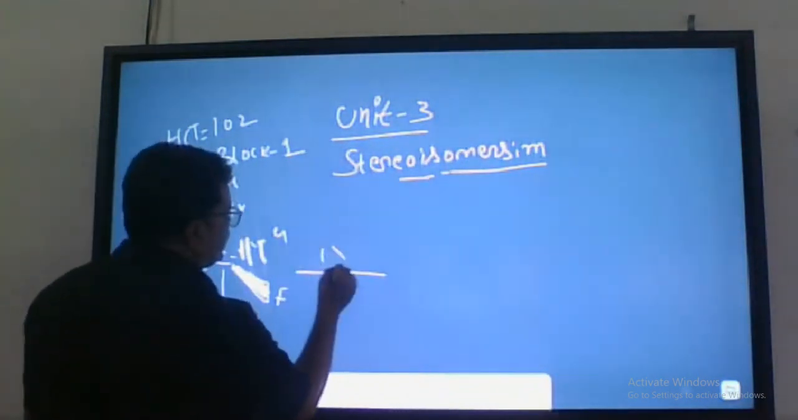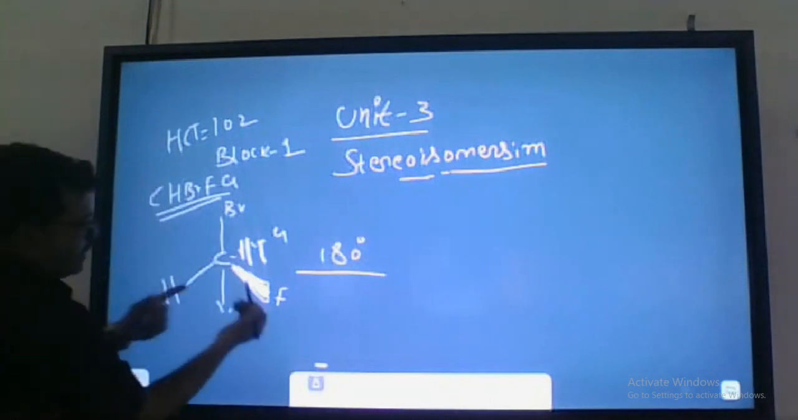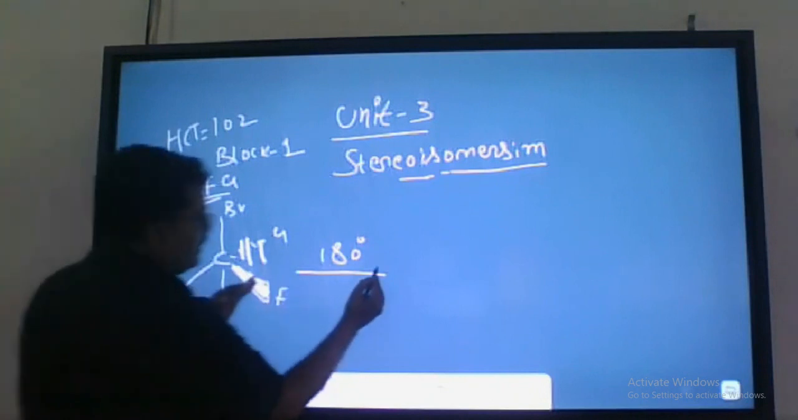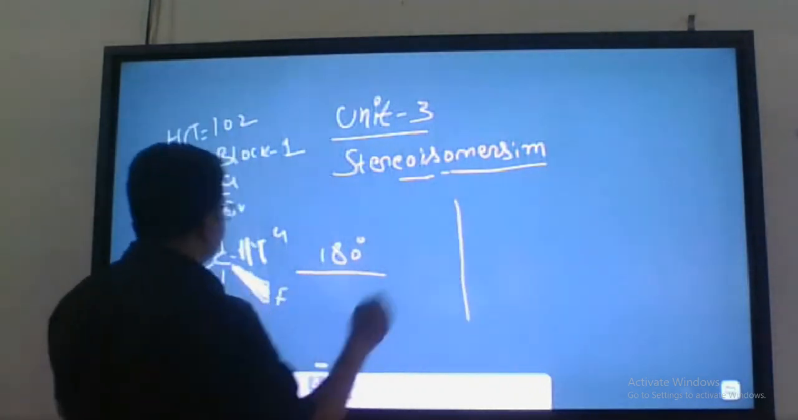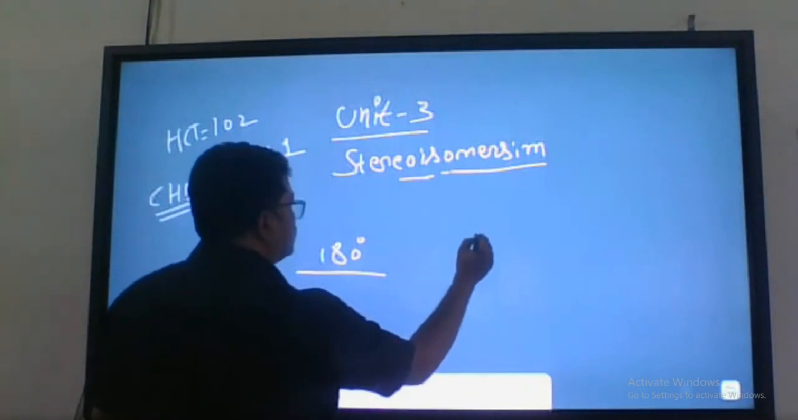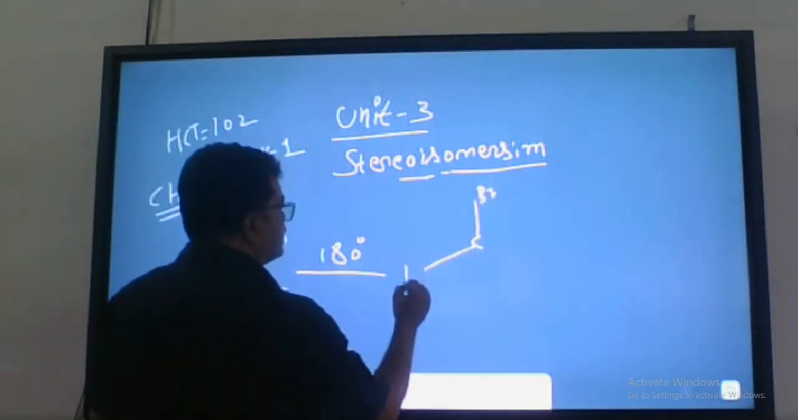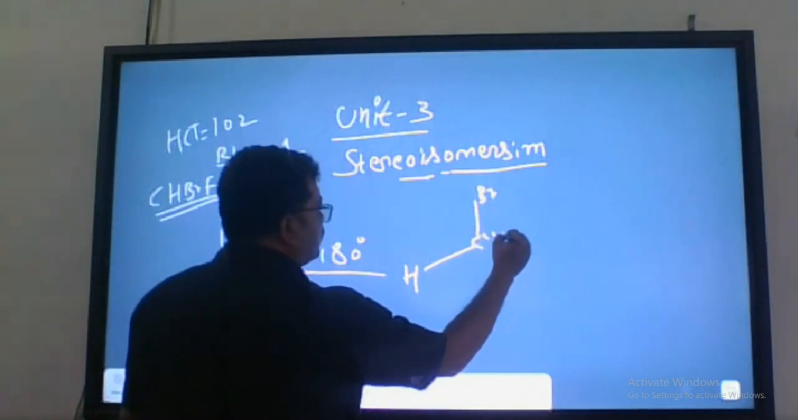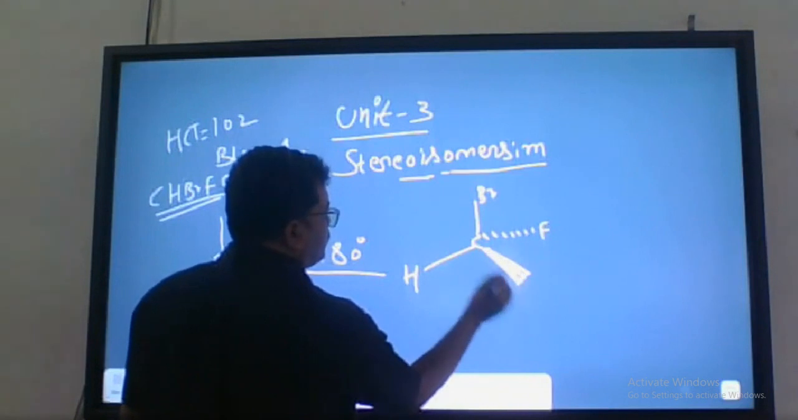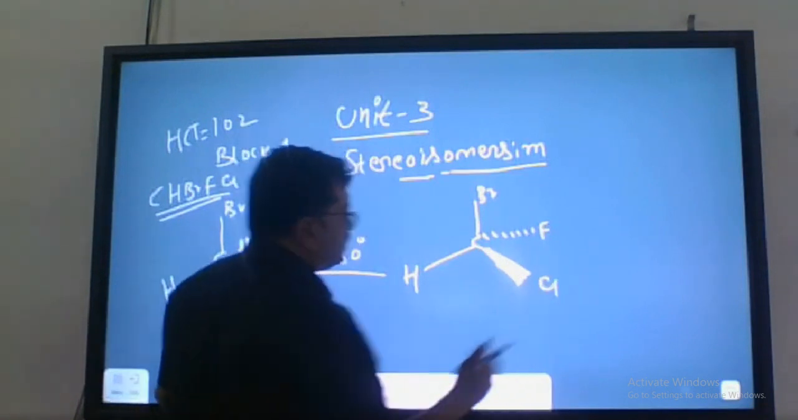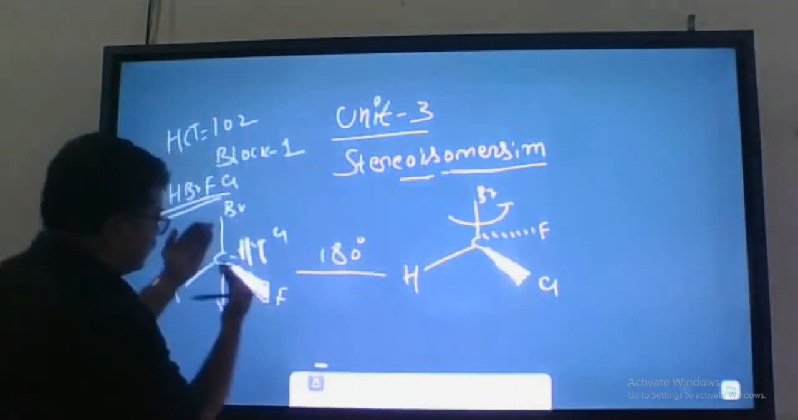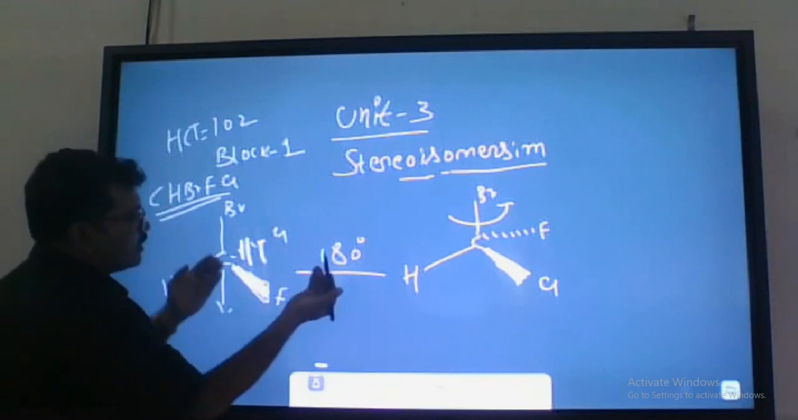So if you rotate this one 180 degrees, fluorine comes and chlorine comes. This is bromine and it's H. Instead of chlorine it gets fluorine, the thick line, and you get chlorine. See, just one turn. You rotate 180 degrees, so chlorine goes below and chlorine comes above.